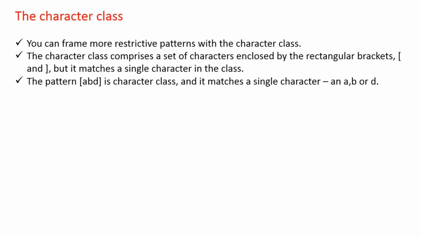An example here, the pattern A, B, D is a one character class. It matches a single character A, B or D. The characters within the square brackets are called a class. So it matches only a single character within that, that is A or B or D.